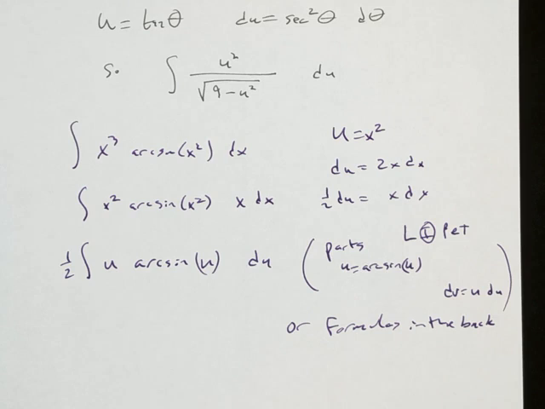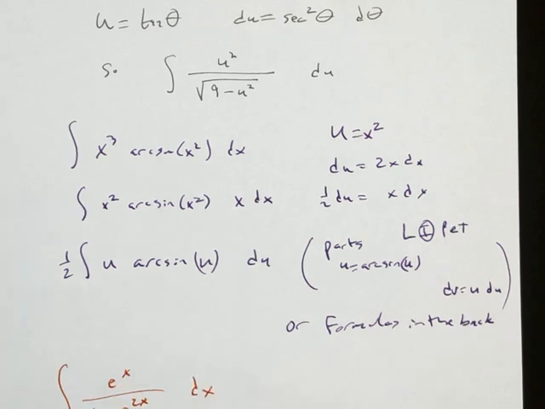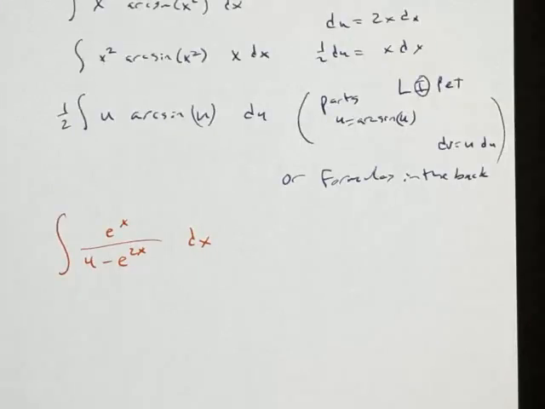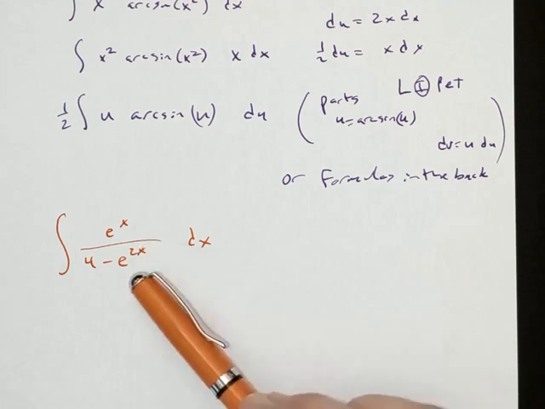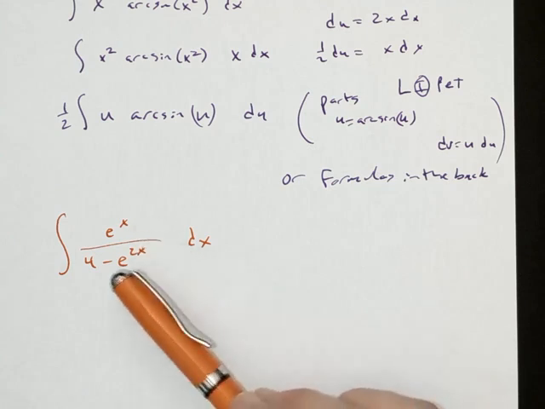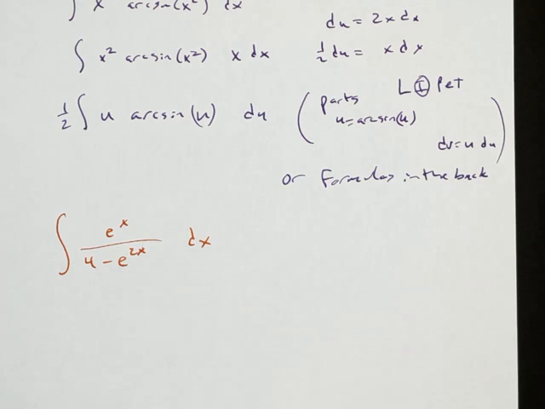Number 8. The integral of e to the x over 4 minus e to the 2x. Okay. Again, I have to do a little bit of algebra here to see something nice. My problem is this is an e to the x and this is an e to the 2x. If they were the same, I'd be in a better position. But they're different.